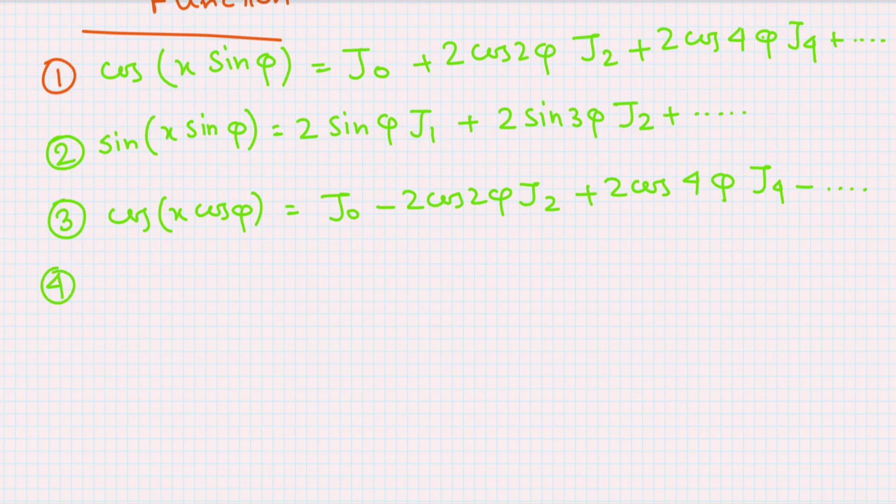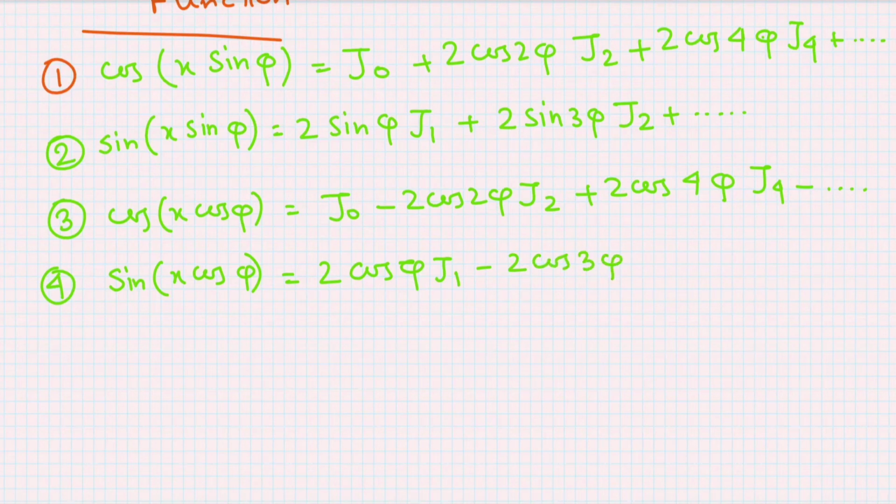Number 4 expansion is sin of x cos phi. This is equal to, you can write, 2 cos phi J1 minus 2 cos 3 phi J3 plus 2 cos 5 phi J5 minus and so on. So this is also alternating plus minus.